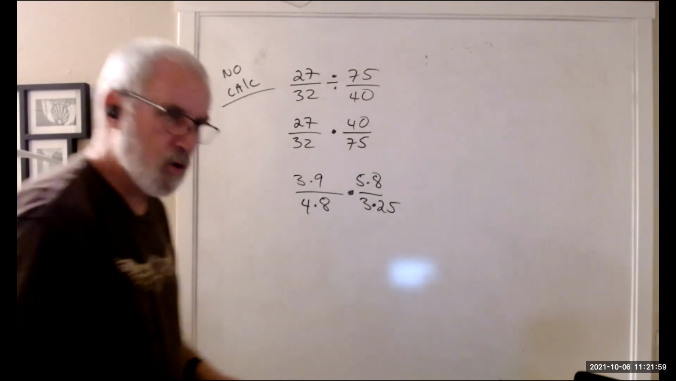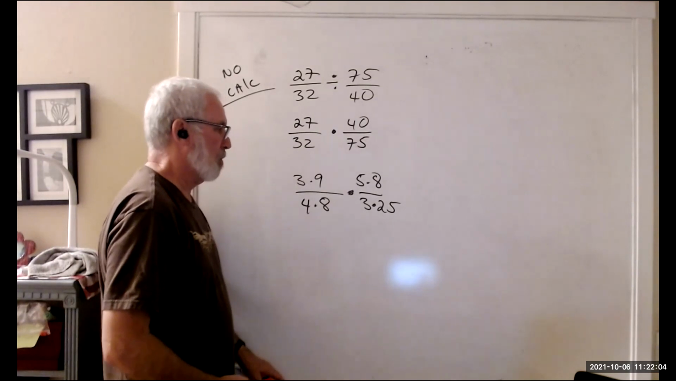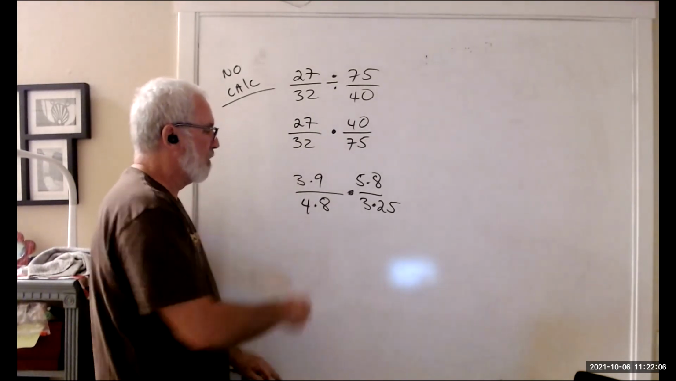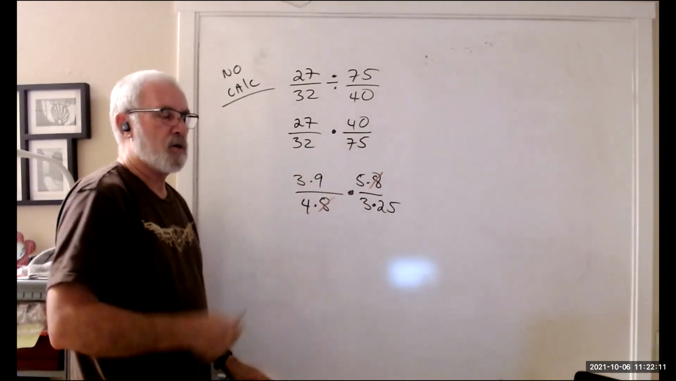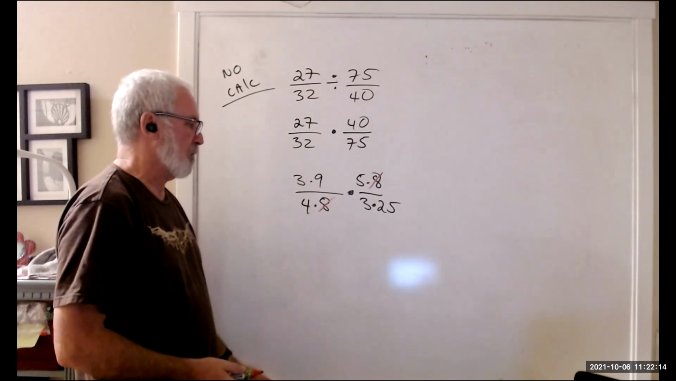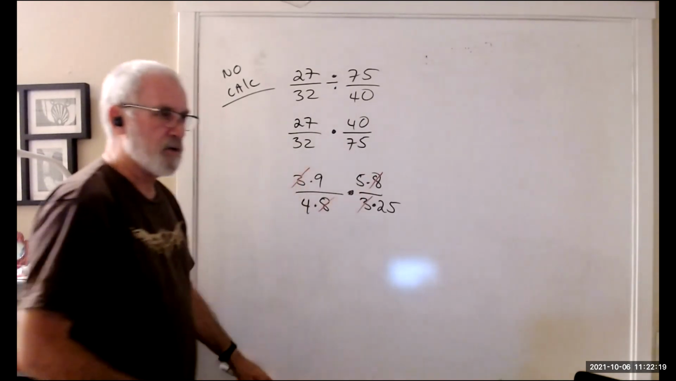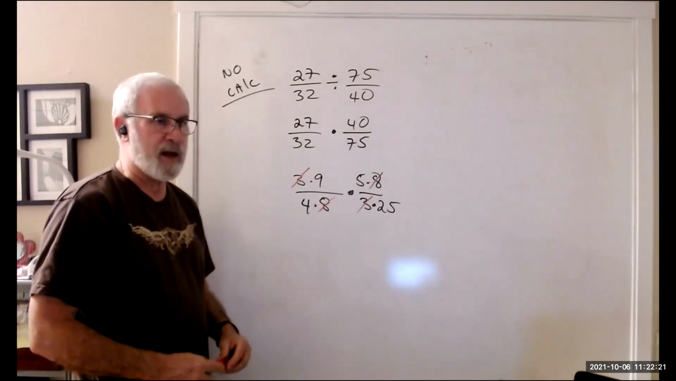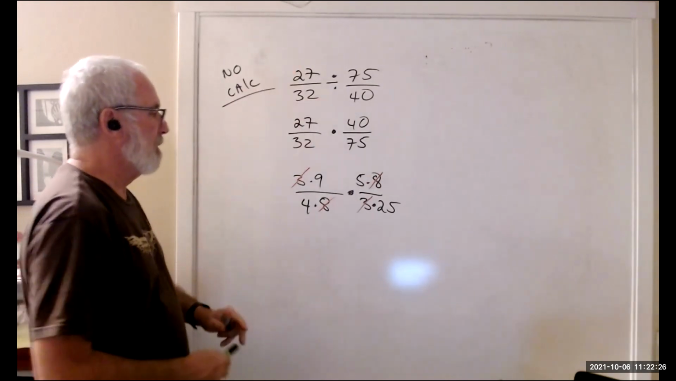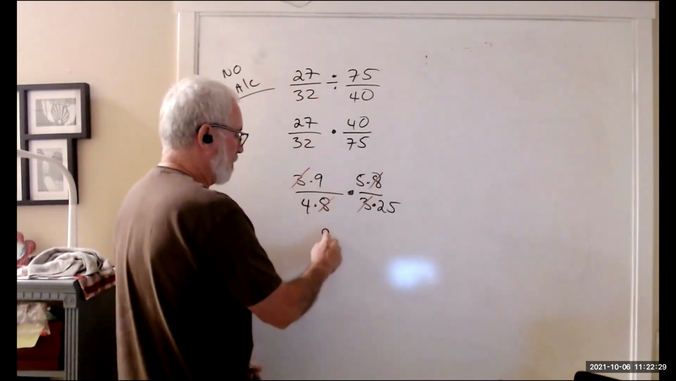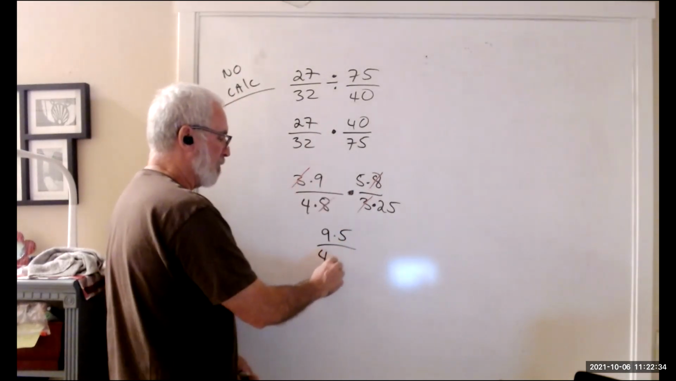Right now, you can do what we called cross cancel. For example, this 8 and this 8, those are factors. And they're exactly the same. I can cancel them out. This 3 and this 3, those are factors. I can cancel them out. So suddenly my big ugly problem became on top 9 times 5 and on bottom 4 times 25.